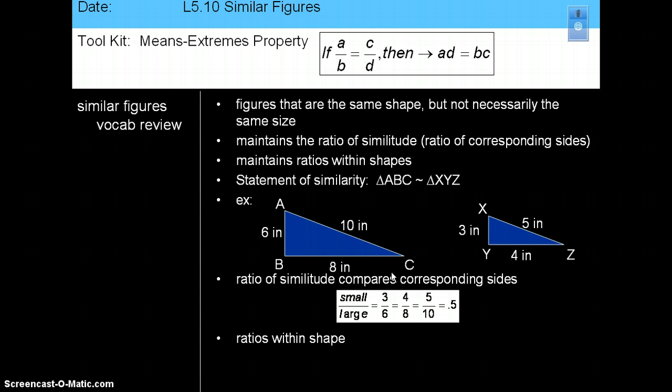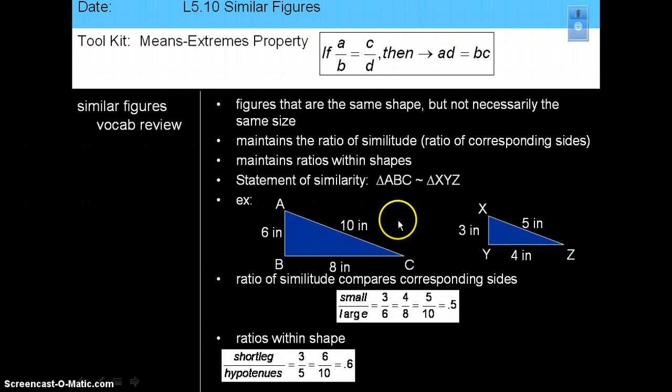We also have ratios within the shape that would be maintained with similar figures. For example, we can compare the short leg with the hypotenuse. Oops, that should be SL, excuse me. The ratio comparing the short leg with the hypotenuse is maintained within similar figures as well. In the smaller triangle, shorter leg to the hypotenuse is 3 to 5. And in the larger triangle, the shorter leg to the hypotenuse is 6 to 10. This ratio is also maintained because 3 over 5 is equal to 6 over 10. They're both equal to 0.6.